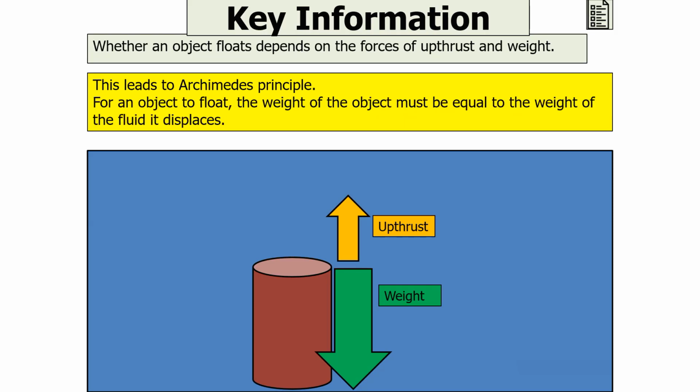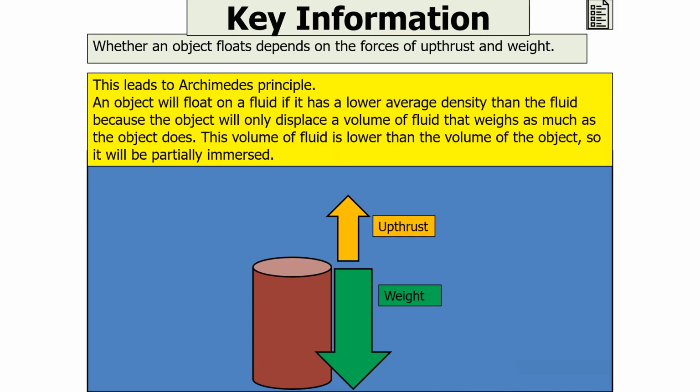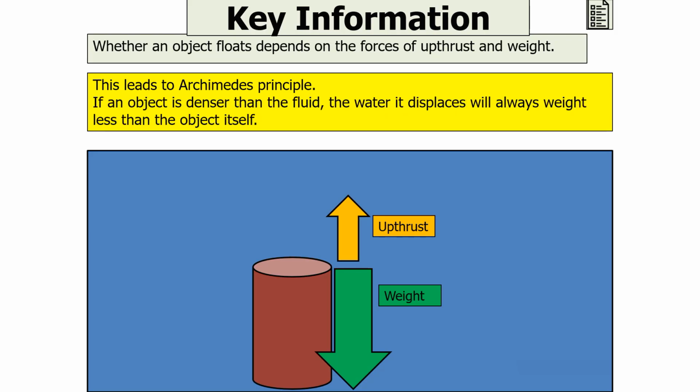So for an object to float, the weight of the object must be equal to the weight of the fluid it displaces. Now, an object will float on a fluid if it has a lower average density than the fluid, because the object will only displace a volume of fluid that weighs as much as the object does. The volume of fluid is lower than the volume of the object due to the different densities, so it will be partially immersed when this occurs. But if the object is denser than the fluid, the water it displaces will always weigh less than the object itself, causing it to sink.